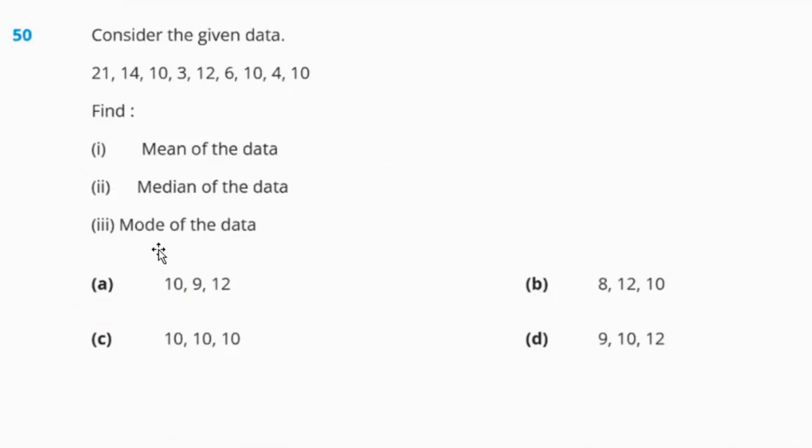Next, last question. Consider the given data and find out the mean of the data, median of the data, and mode of the data. Here, first one, mean. We will find out the mean of the data. Mean means we have to sum all the observations and divide it by the total number.